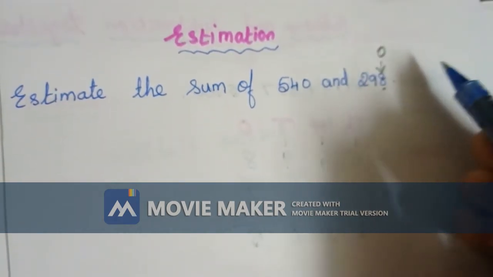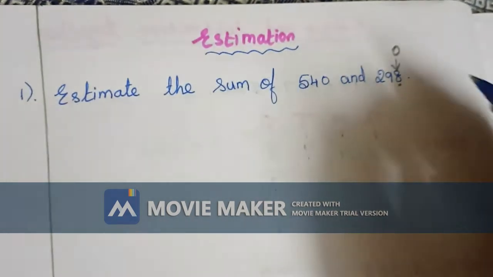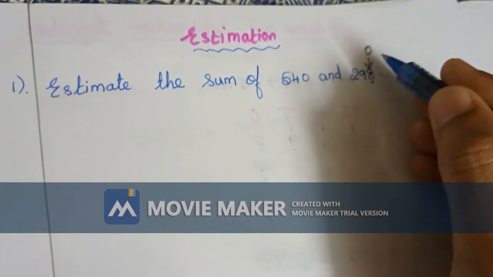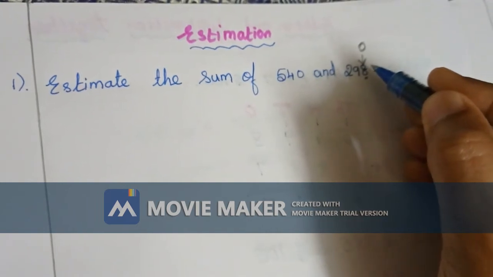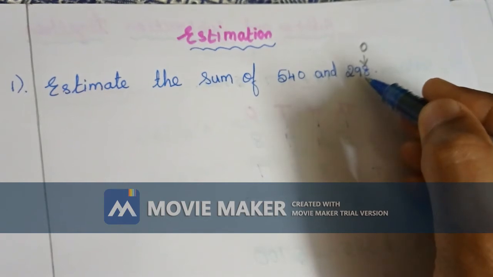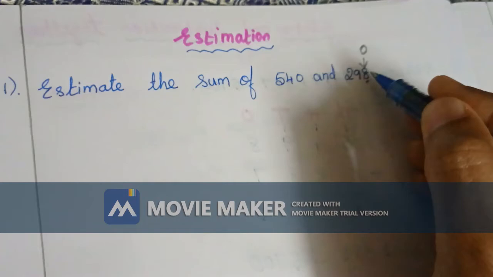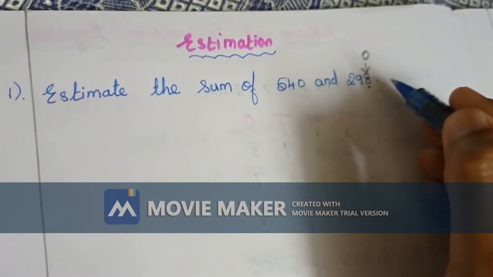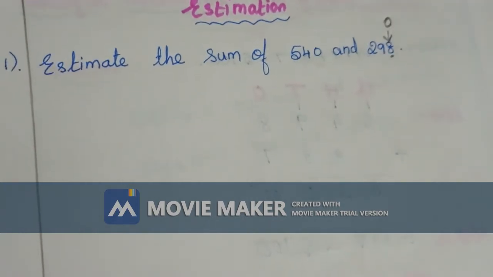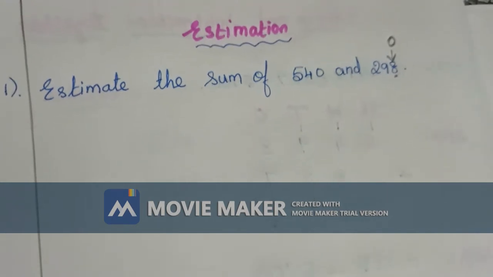The closest number: first you have to select the closest number. In the ones place you have to make it a 0, but remember, you have to take the closest number for this number. 298 is close to 300, not 290. 290 is far from this number, 300 is close to this number.